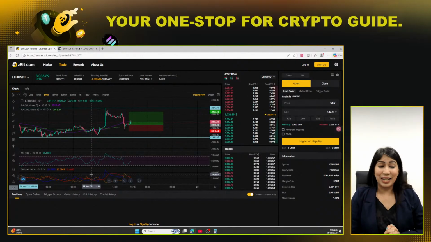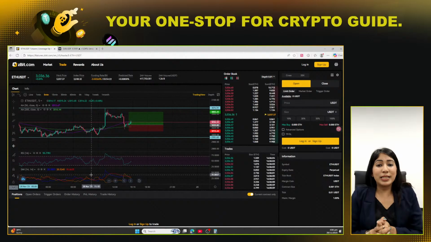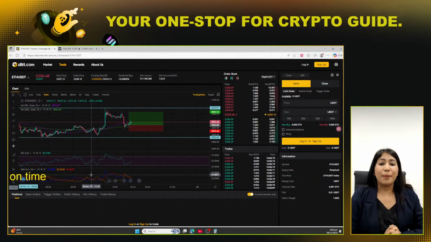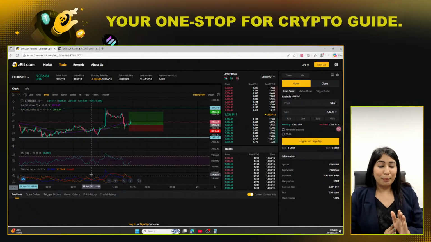So how you can determine it is by looking at the trend also. If your buying pressure is building up and DI plus is going above 25 or so, and your ADX is also moving in that direction only, which means the uptrend is continuing, DI plus should be increasing 25 and above, and ADX should also be increasing 25 and above.